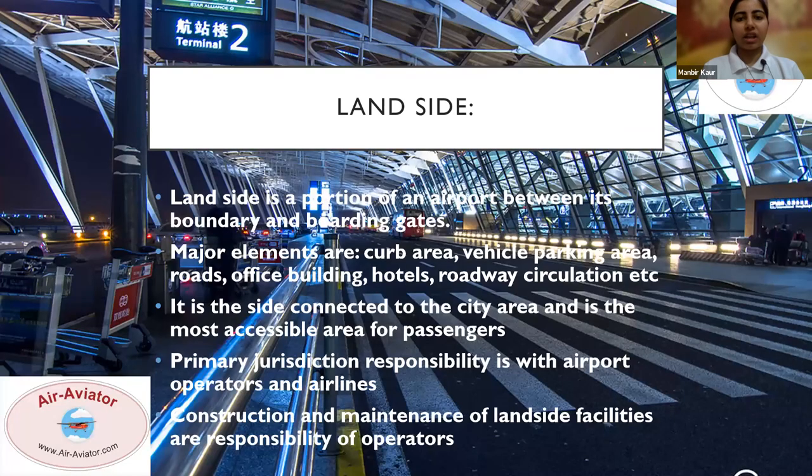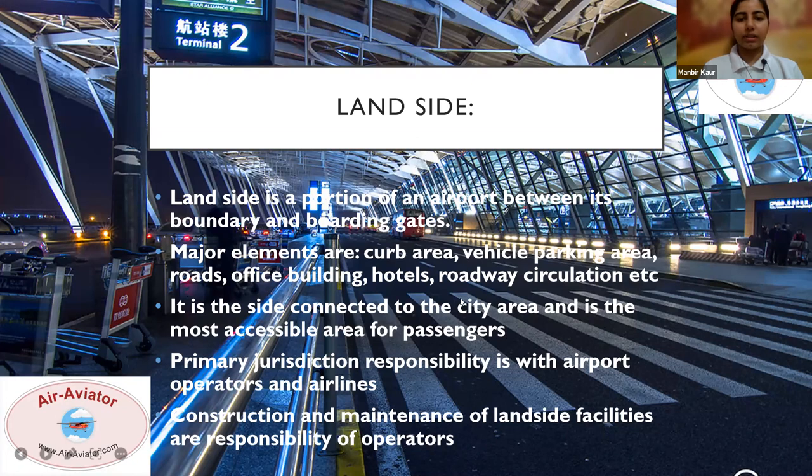Okay, so as we have discussed about the land side, here in the background picture, you can see the land side area of an airport. So land side area is actually the portion of an airport between its boundary and the boarding gates. So this road, which you can see here, is the boarding gate. Gate number two, which you can see, and here is the boundary. So this is land side, this area.